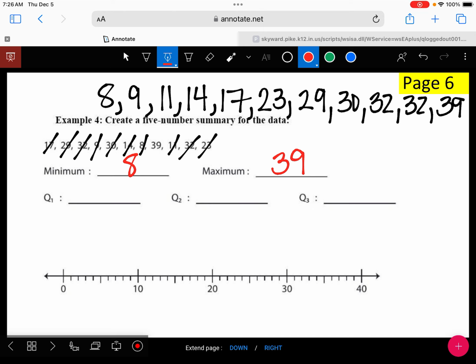All right, so can you write here that Q1, another word for Q1 would be lower quartile? Q2 is the same thing as median. And Q3 is upper quartile.